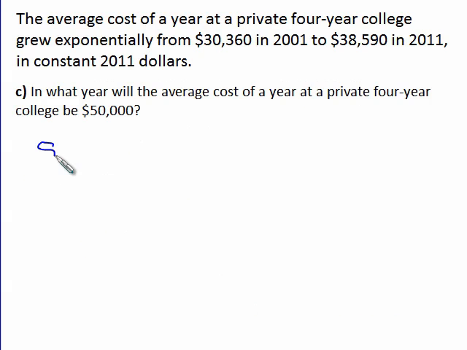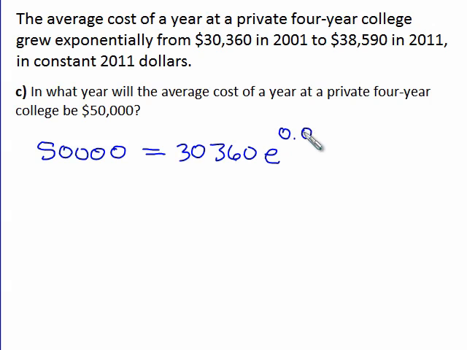Part C, in what year will the average cost of a year at a private four-year college be $50,000? Well, now they want the output to be 50,000. And we had our function, which was 30,360 e to the 0.024t. That was our model. And now we don't know what t is. We're trying to find the year. So the first step to getting t isolated is to divide both sides by 30,360.